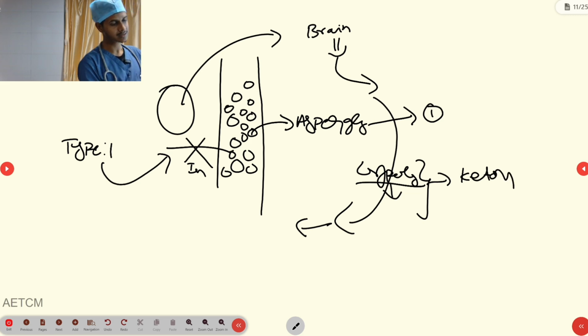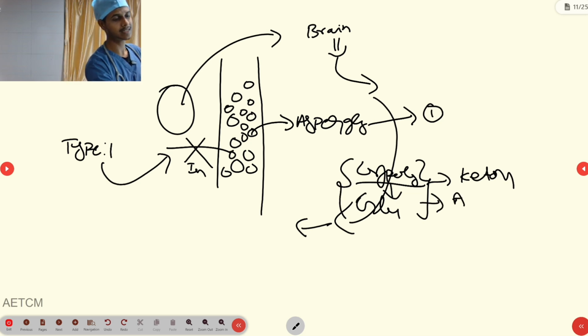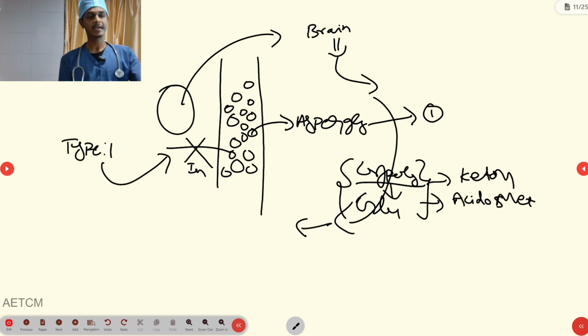One more thing, because of gluconeogenesis: gluconeogenesis is nothing but your body taking glucose from non-carbohydrate sources. So that is what the term gluconeogenesis indicates. Because of gluconeogenesis and lipolysis, your body will again develop acidosis, means metabolic acidosis. So this is the reason why we are getting ketone bodies and metabolic acidosis in DKA cases.